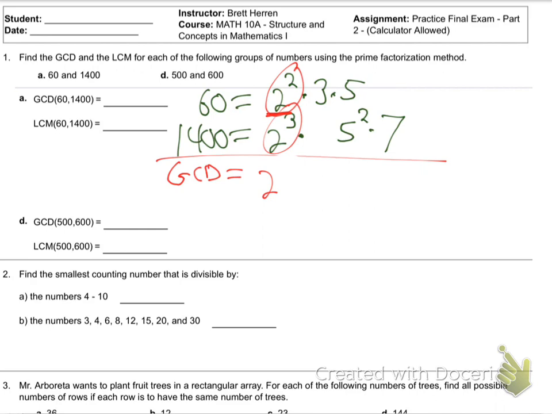Say just two to the first, you know? Well, that does go into both of them, but that's not the greatest number that goes into both of them, is it? The greatest amount that goes into both of them is two squared. What's the greatest amount of threes that goes into both of these?